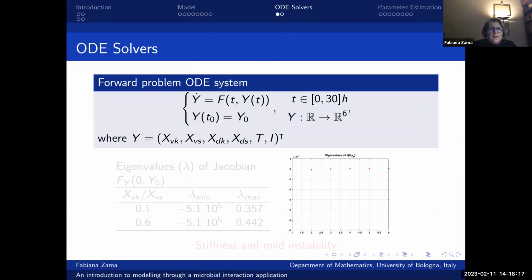So let us first see what the forward model is. The forward model is the ordinary system of differential equations, which is written in the standard way.